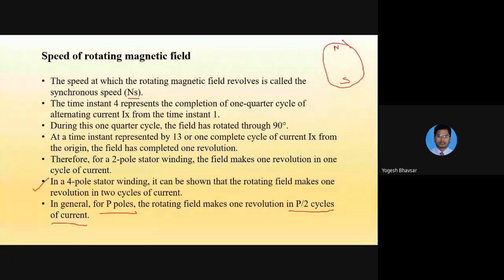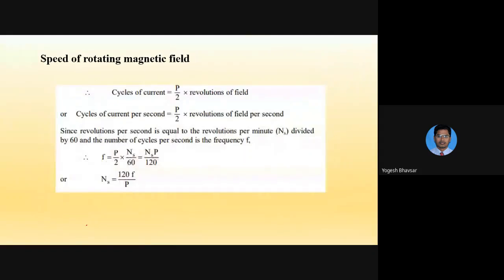मग जर p number of poles घेतले आपण तर रोटेटिंग मॅग्नेटिक फील्डचं एक रिव्होल्यूशन कंप्लीट करण्यासाठी p/2 cycle of current लागते. Right? So this is the general expression for cycle of current. So that is equal to p/2 into revolution of field. So we can generalize in equation form. So cycle of current that is equal to p/2 into revolutions of field per second. Now if we are converting into per second, so cycle of current per second that is equal to p/2 into revolution of field per second.